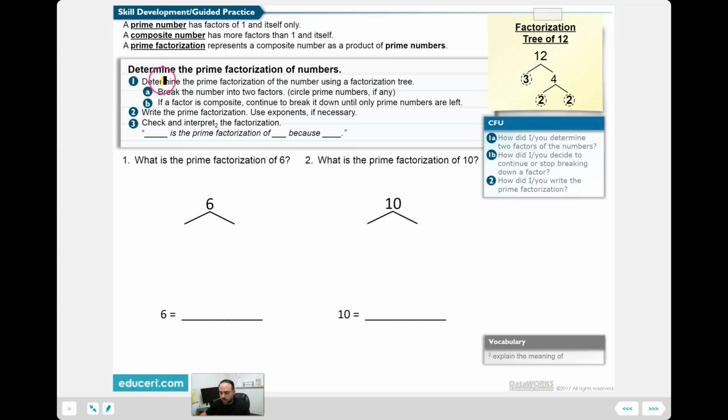Step 1. Ready, read. Determine the prime factorization of the number using a factorization tree. Here we have the number 6 and the first two branches of our factorization tree. Step 1a. Break the number into two factors. Circle prime numbers if any.